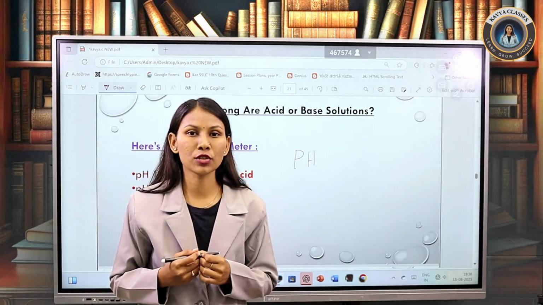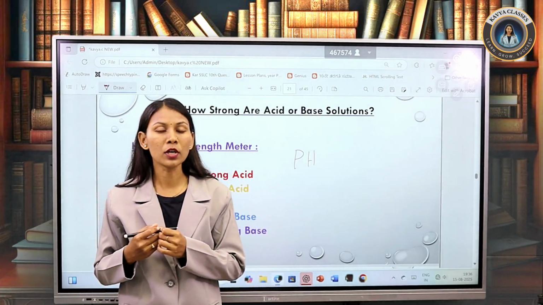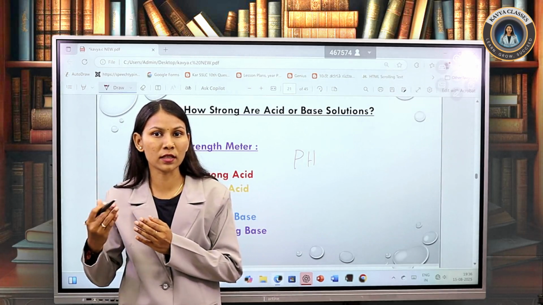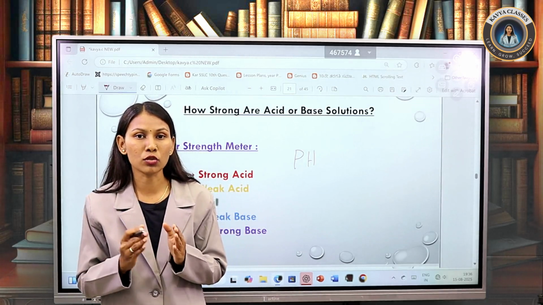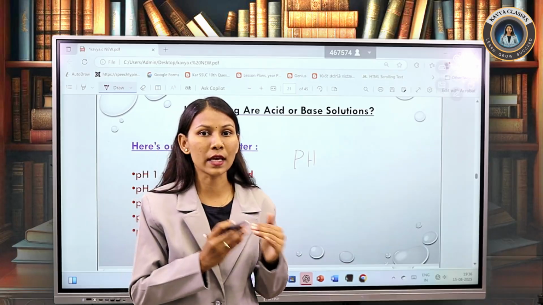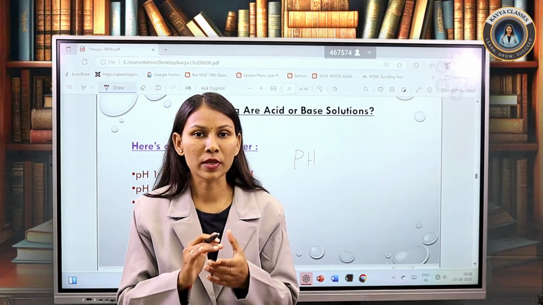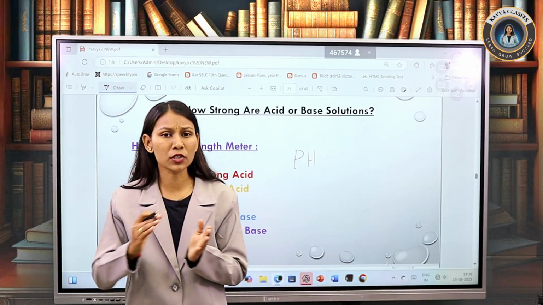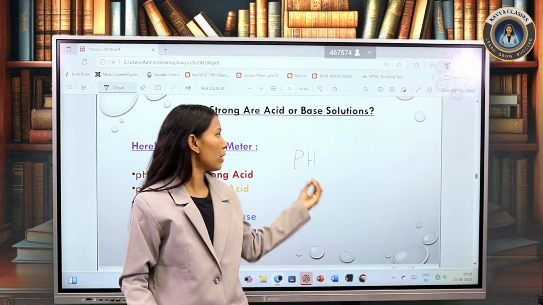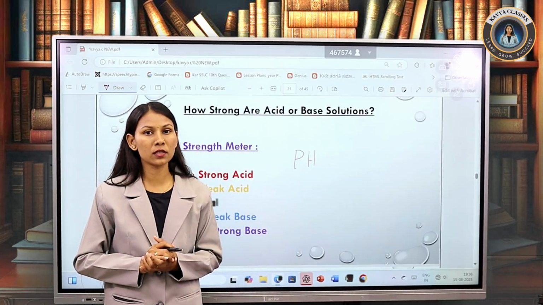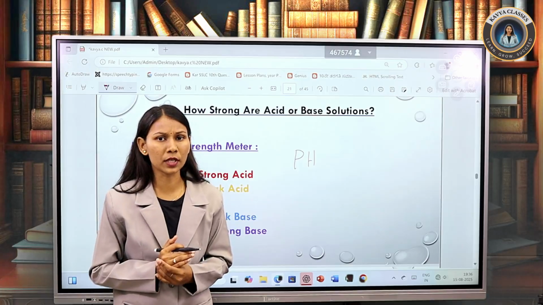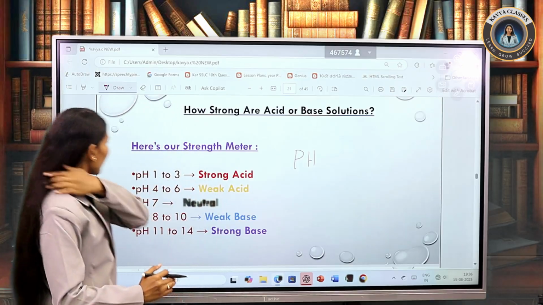If the concentration of hydrogen ions is more, that means the solution is acidic in nature. If the concentration of hydrogen is less, the solution is basic in nature. We will measure this with the help of the power of hydrogen scale, that is the pH scale. So let us start with a strength meter.